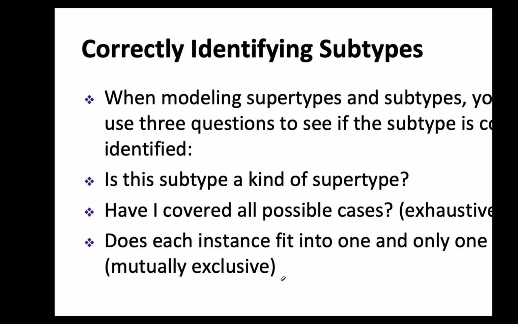Third, does each instance fit into one and only one subtype? Mutually exclusive, okay? So this is also very important. So snow sport here is one supertype in which we have subtypes skiing, snowboard or cross country, but you are putting another subtype as other.